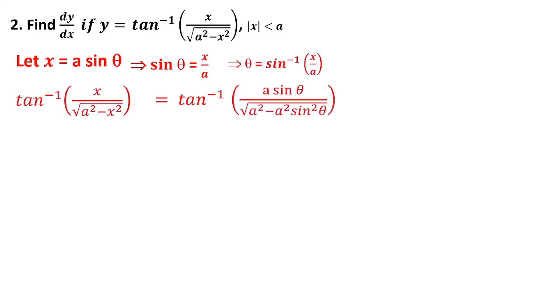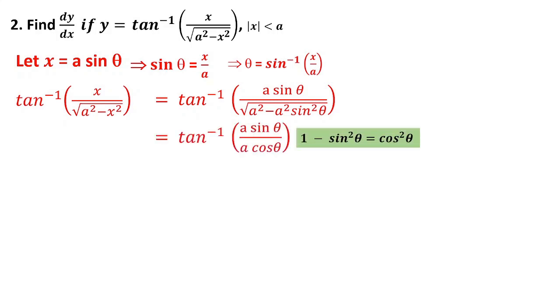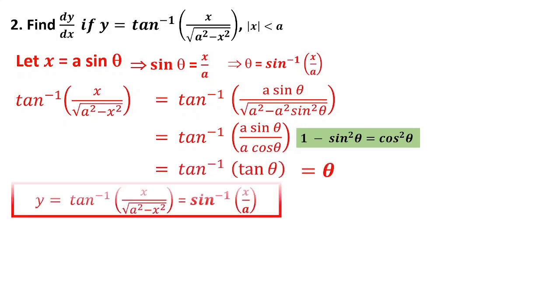It will be y is equal to tan inverse x upon root a square minus x square. It is nothing but a sin theta by root of a square minus a square sin square theta. Therefore, 1 minus sin square is cos square. I am using it. You are getting a sin theta by a cos theta. Therefore, it is theta. Therefore, y is equal to tan inverse of x upon root a square minus x square is nothing but sin inverse x by a.